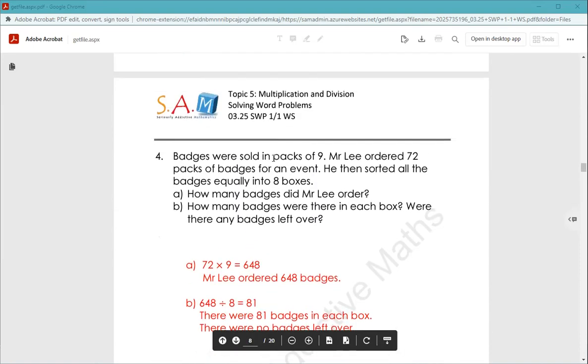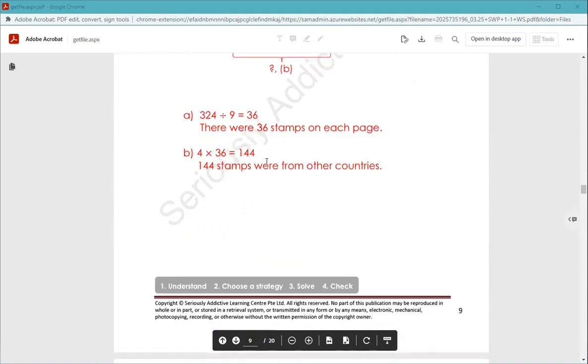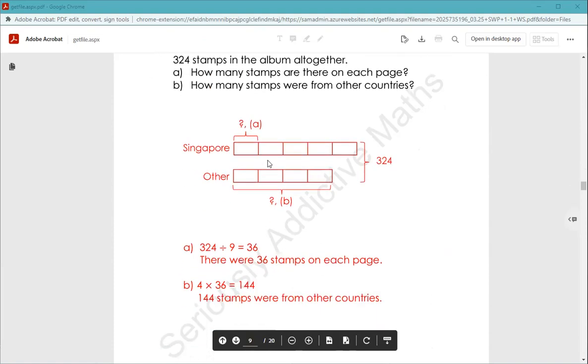So this kind of question, this good question 4, is good to do in class. You might want to assign it in class.